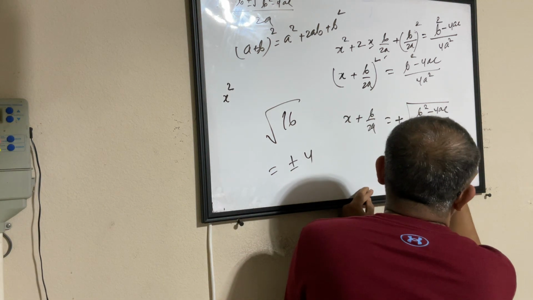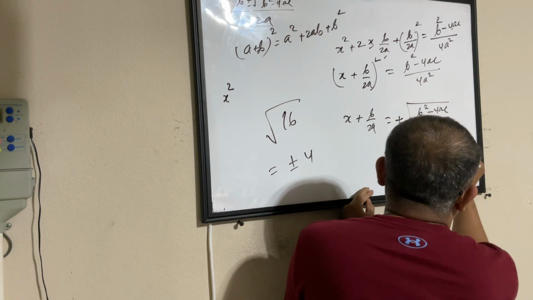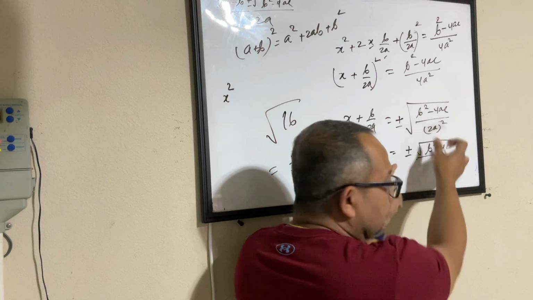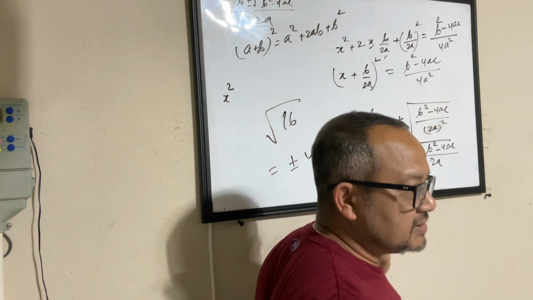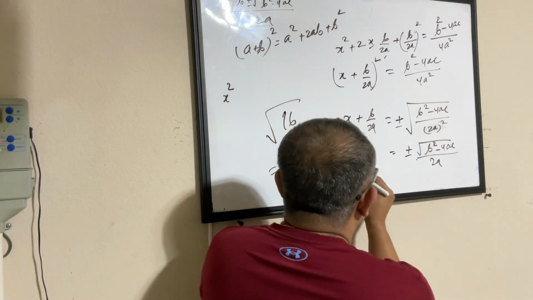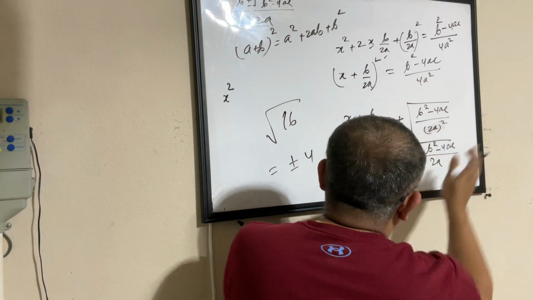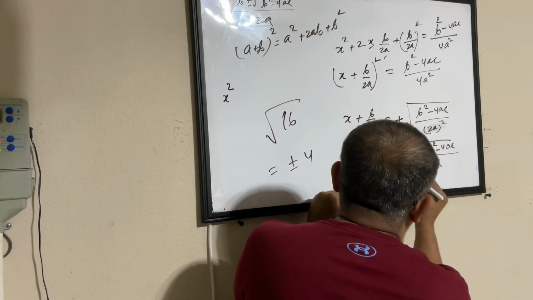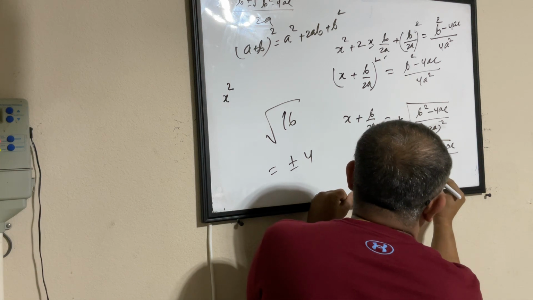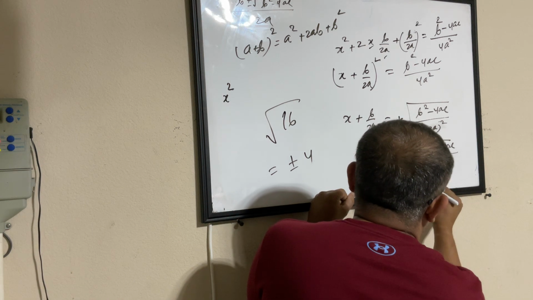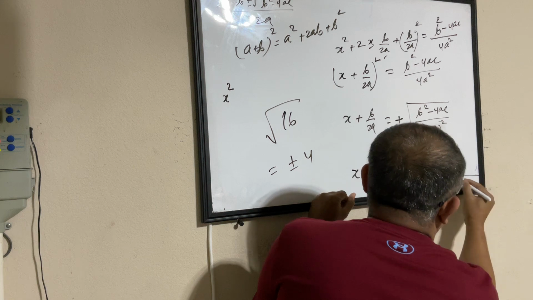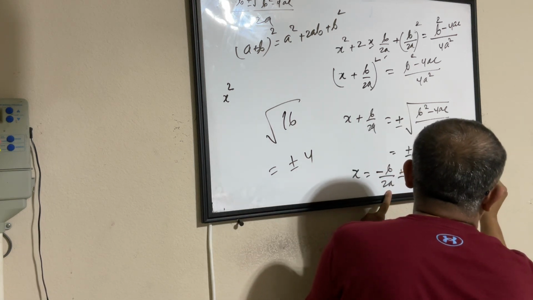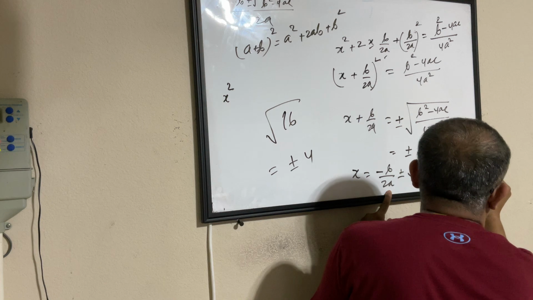This part remains inside the square root, and you know that square root of a square gives you this. Now x equals, do everything on that side, minus b by 2a plus minus square root of b squared minus 4ac by 2a. Take 2a common here, it becomes minus b plus minus square root of b squared minus 4ac by 2a.